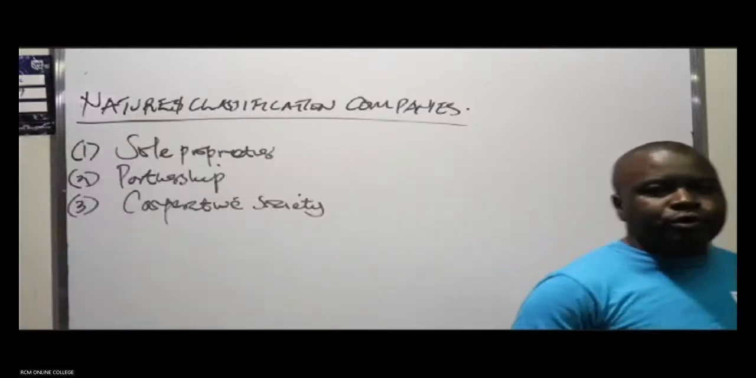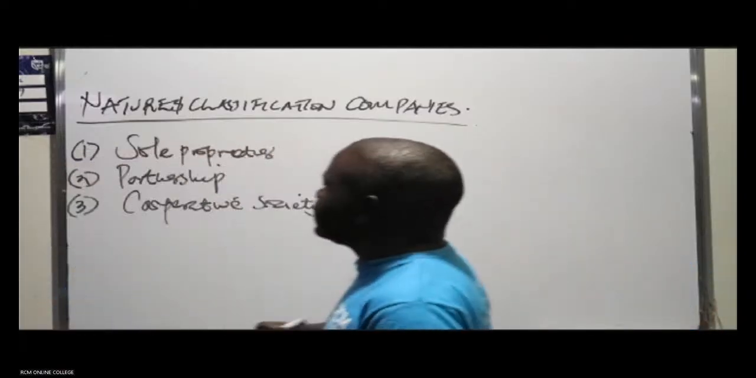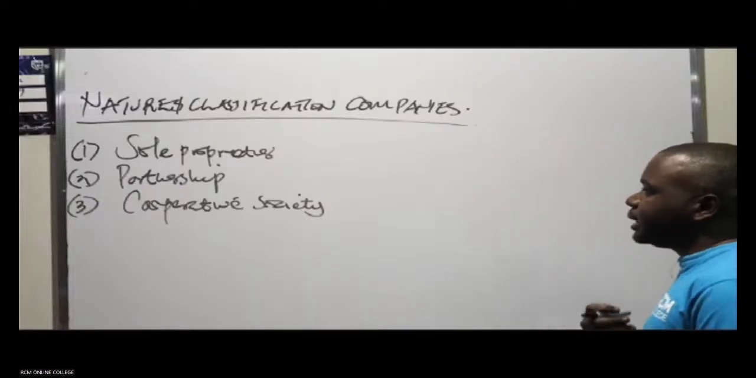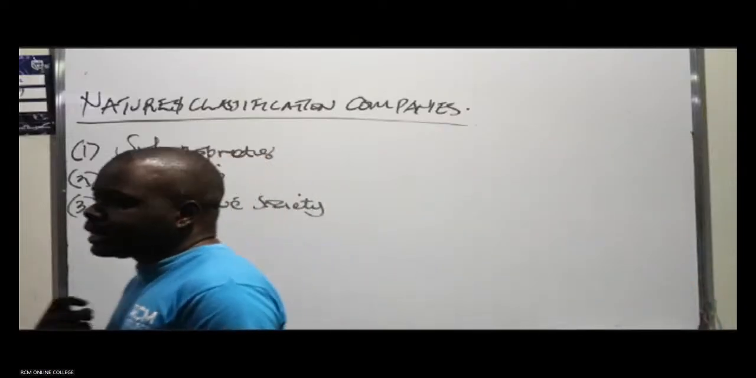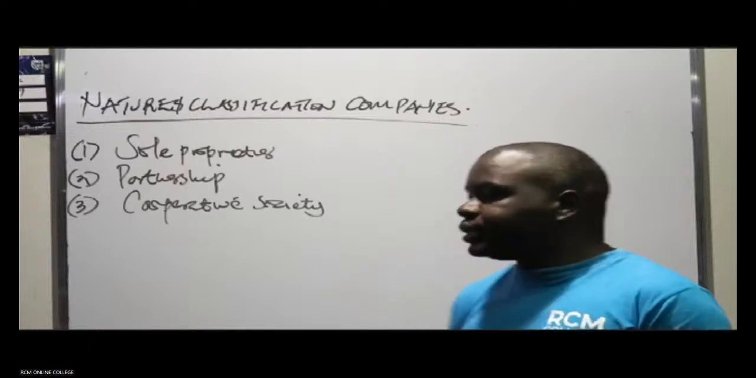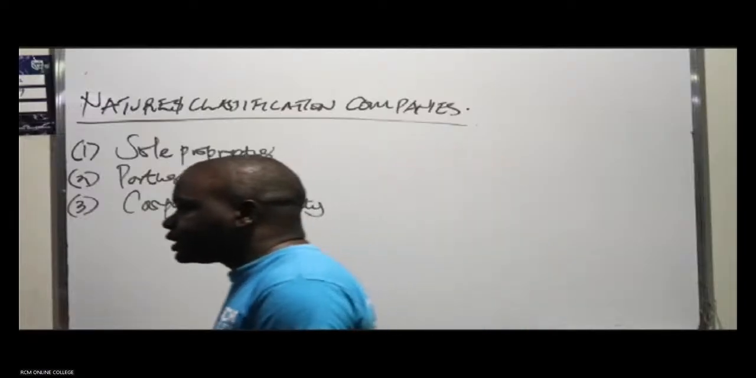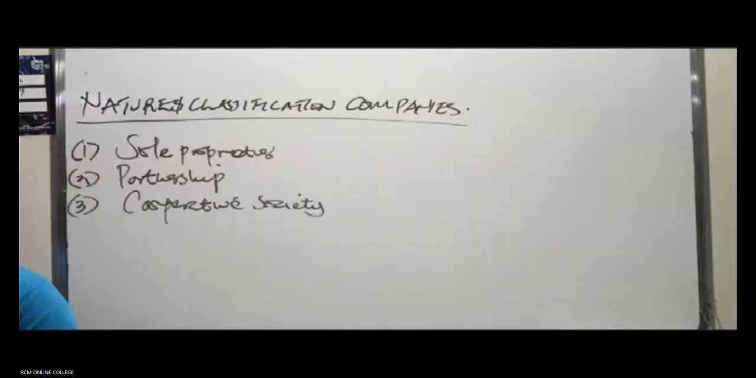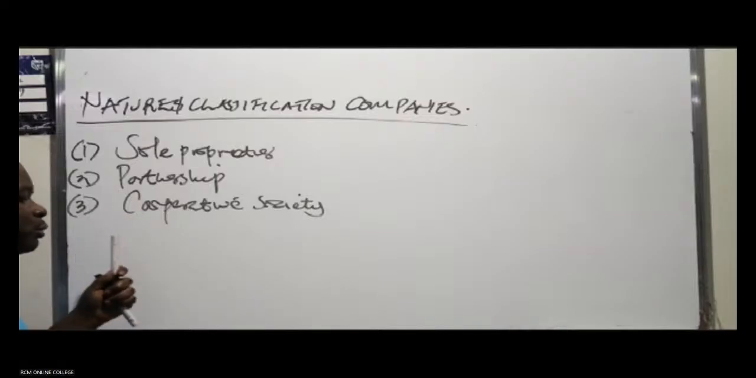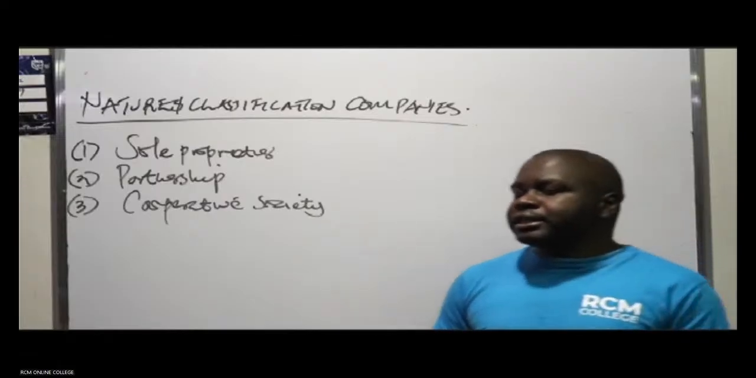We are going to discuss and understand what the differences are between a company and these other forms of business: a company and a sole proprietor, a company and a partnership, a company and a cooperative society. It is then very easy to distinguish these other forms of business from a company. We've already known the features of a company. We also have to understand the characteristics of a sole proprietor, a partnership, and a cooperative society. Once we know the features, we can easily distinguish.